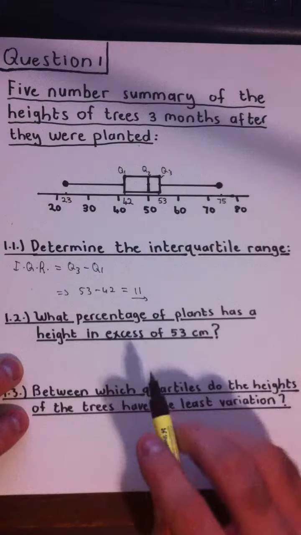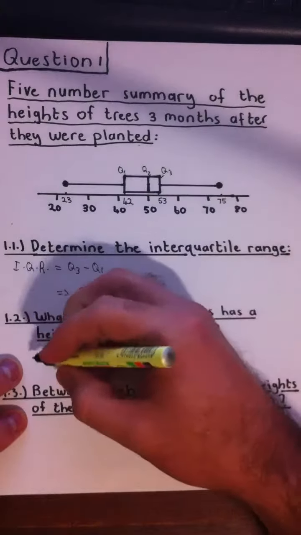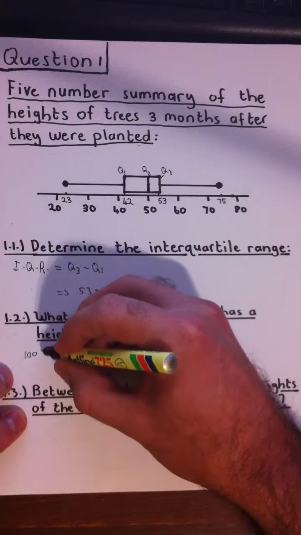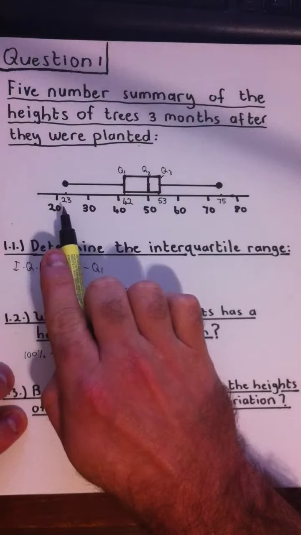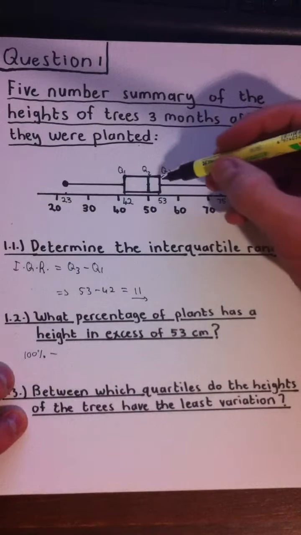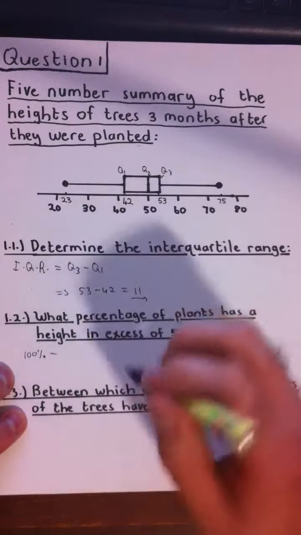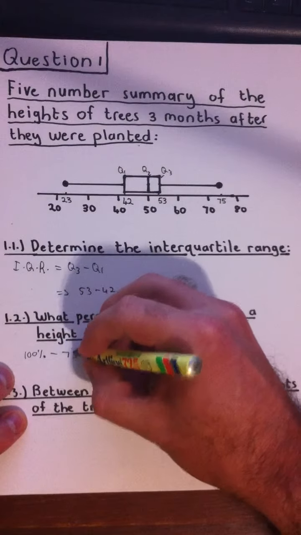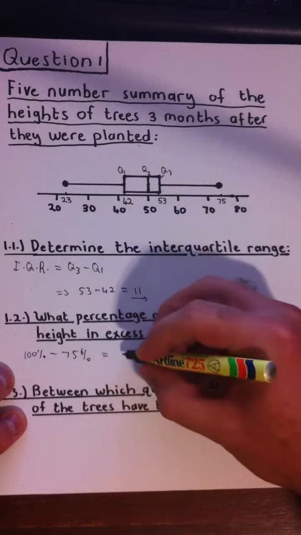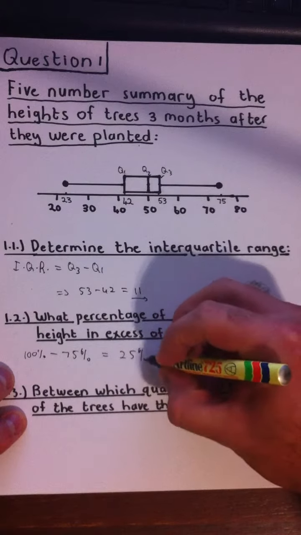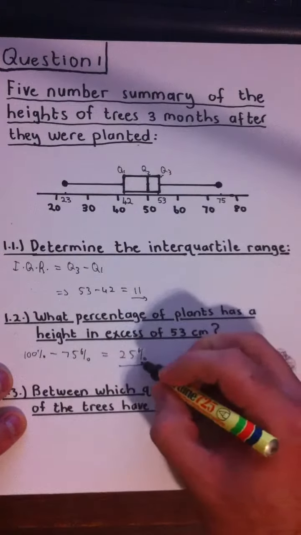So if we want to work out how many trees have a height in excess or greater than 53, we just say the total percentage, so that's 100%, minus the percentage of plants having a height of less than 53. And we know that Q3 is 53, so 75% of plants have a height less than 53. So minus 75%, that'll give us 25% of plants having a height of greater than 53 centimeters.